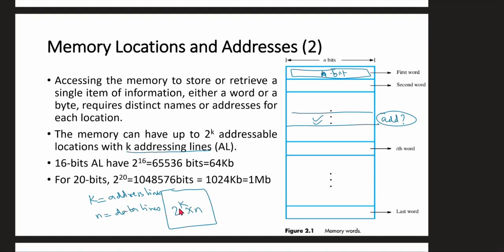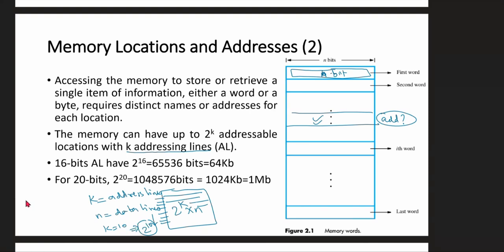Address lines in the sense that there will be lines. Suppose these lines are 10, so k equals 10. It means 2 to the power 10 memory locations are there, and each memory location has an address that is represented by 10 bits.